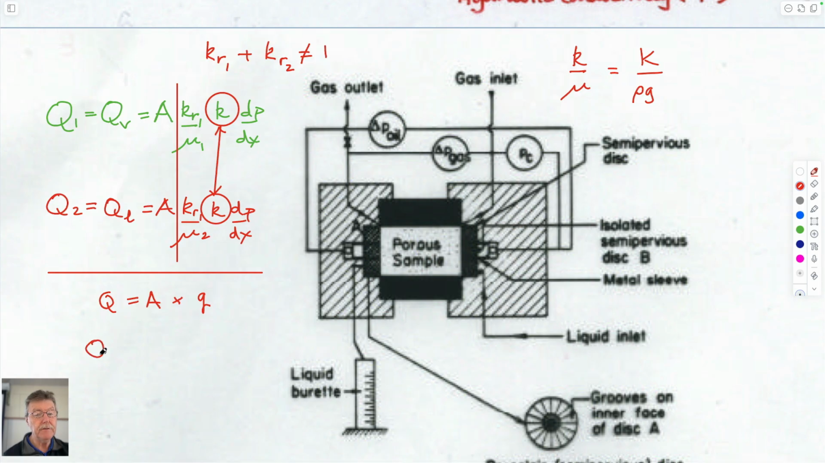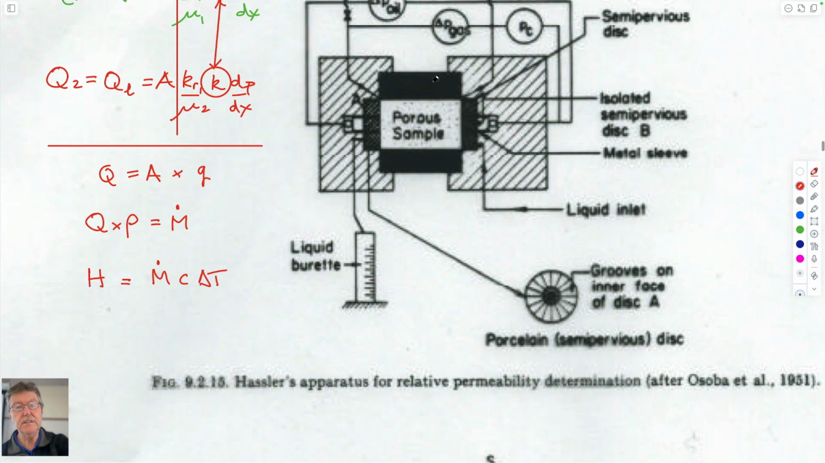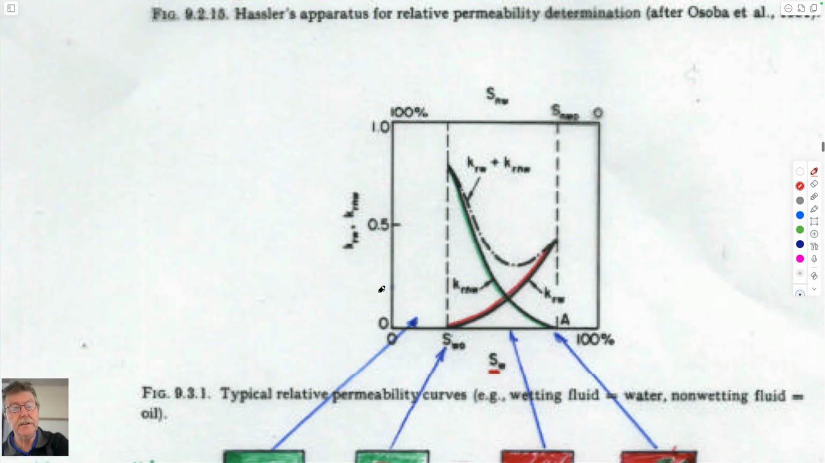And if we multiply a volumetric flux times the density, that equals a mass rate of flow. And that's what we want if we want to get heat rate as being equal to mass rate of flow, specific heat, and whatever temperature that is traveling. And this is the kind of apparatus you might measure that in.